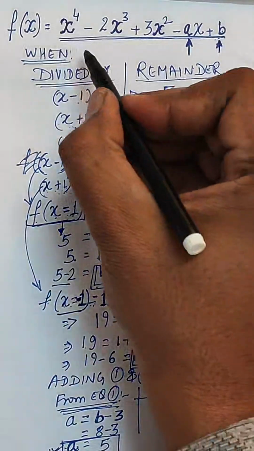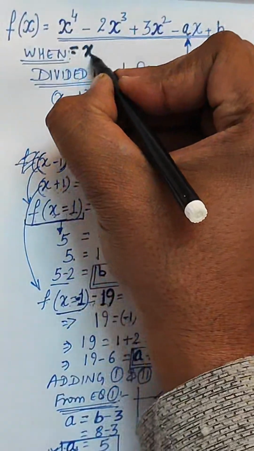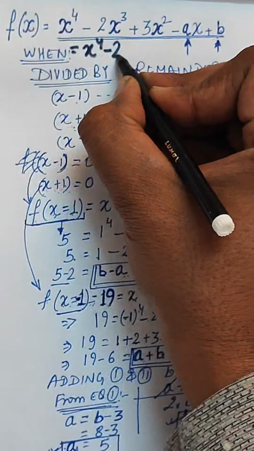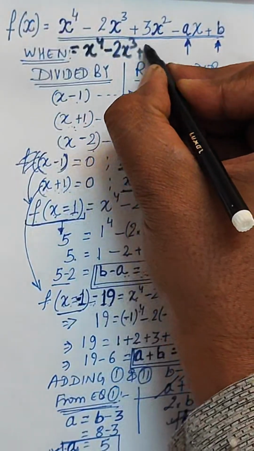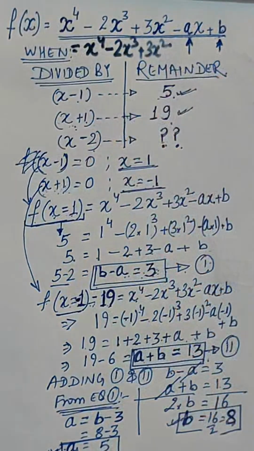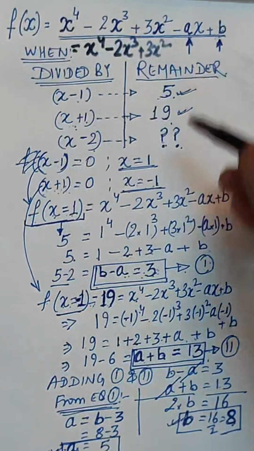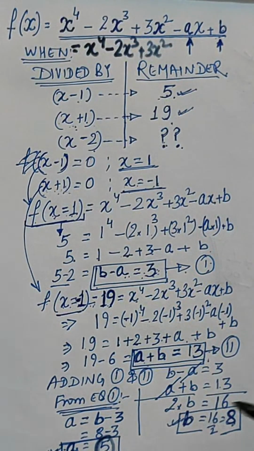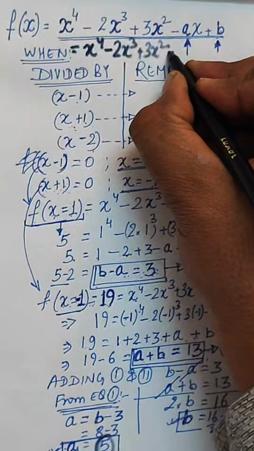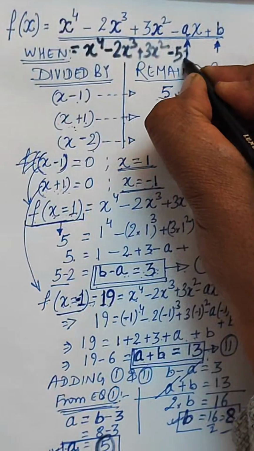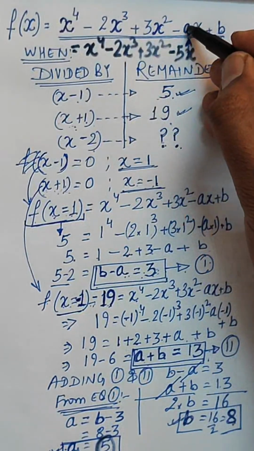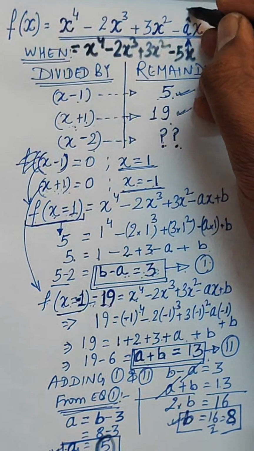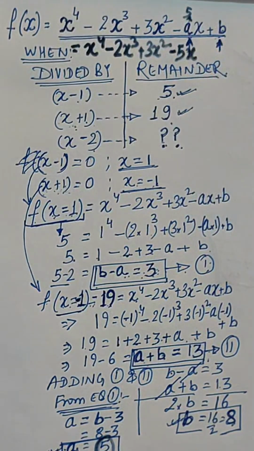So it will be looking like x power 4 minus 2x cube as it is plus 3x square, minus a times x. Now put the value of a as 5. So this will become minus 5 times x, because a is calculated as equal to 5. This a is nothing but 5.